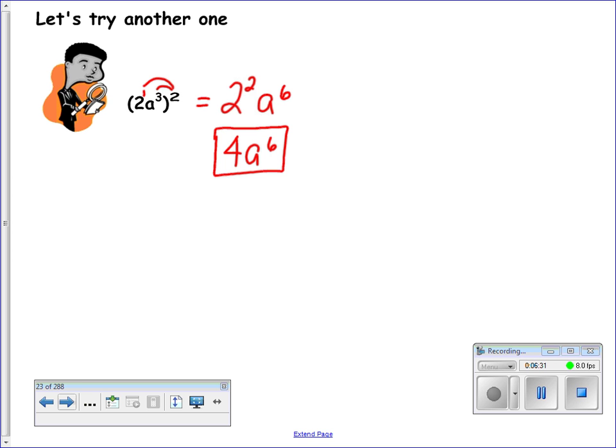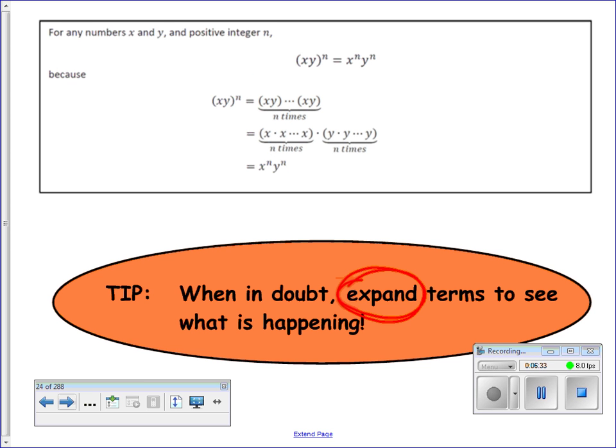These are the rules for power to a power. In your module, you have it written algebraically, xy to the nth power. Again, remember, x and y have an exponent of 1, and when I distribute, that is equivalent to x to the n power times y to the n power. When in doubt, please look at my tip right here. When in doubt, please expand the terms. We will have more fun with this tomorrow.